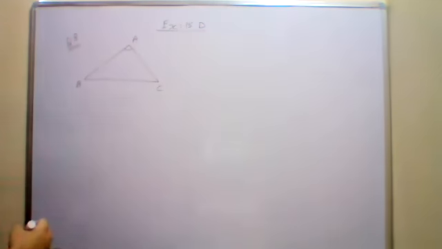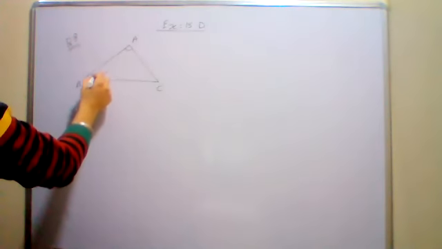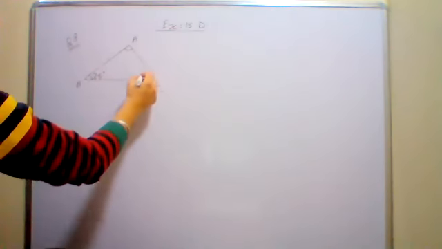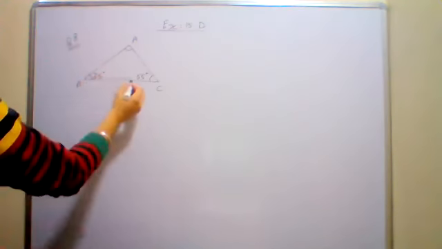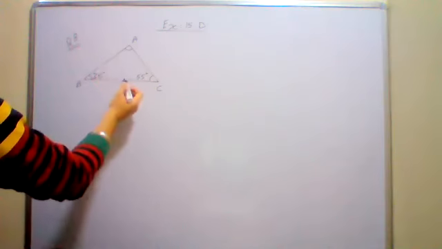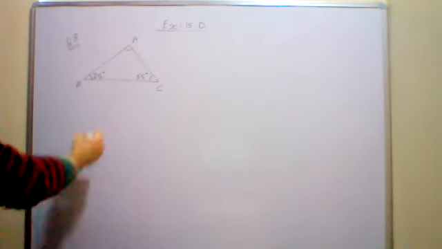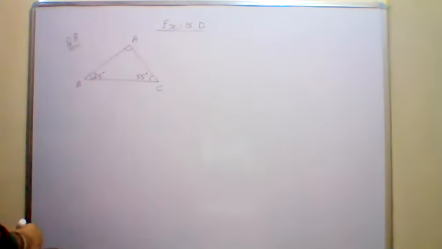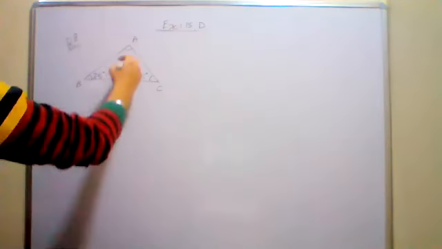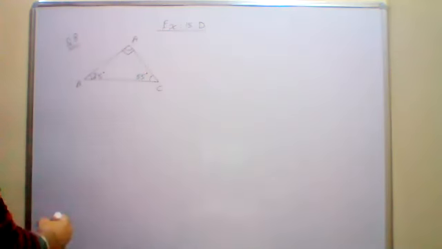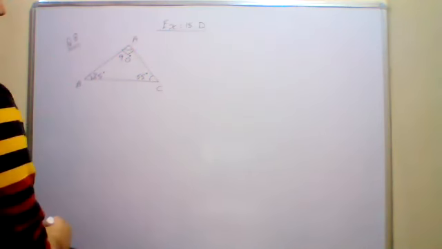Angle A is not given. Angle B is given 35. Angle C is given 55 degrees. If angle B is 35, angle C is 55, can you tell me what will be the measure of angle A? Angle sum property आप सबने पढ़ी थी. Angle A कितना आ जाएगा? If you use the angle sum property, you will get angle A equals to 90 degrees. आ जाएगा 90 with the help of angle sum property.